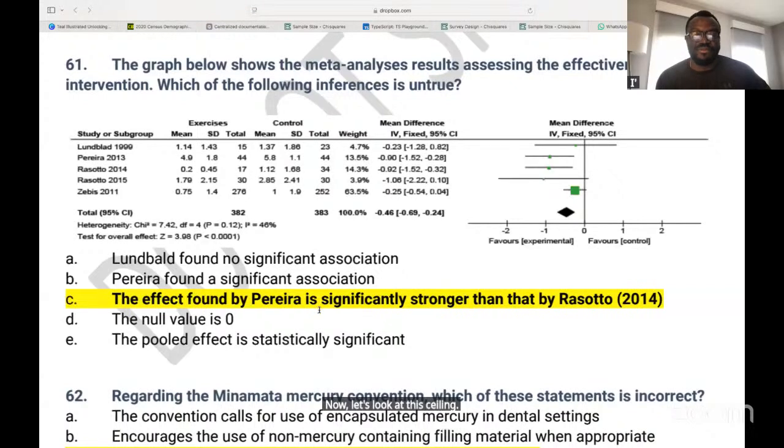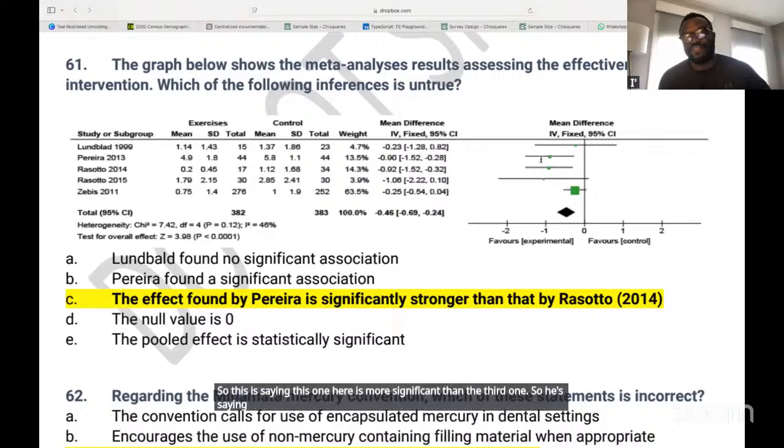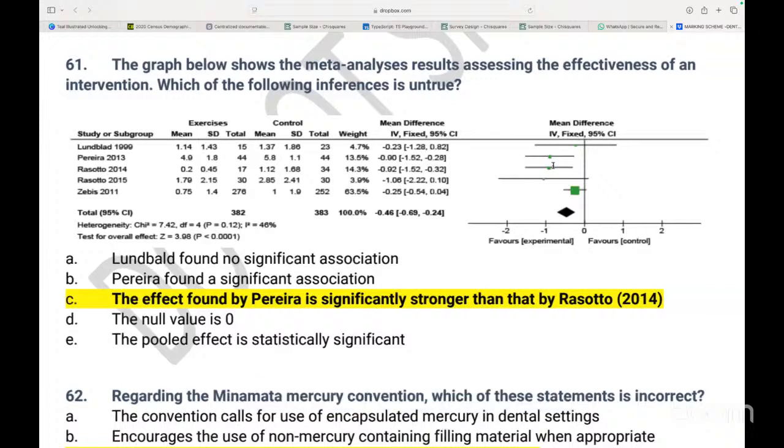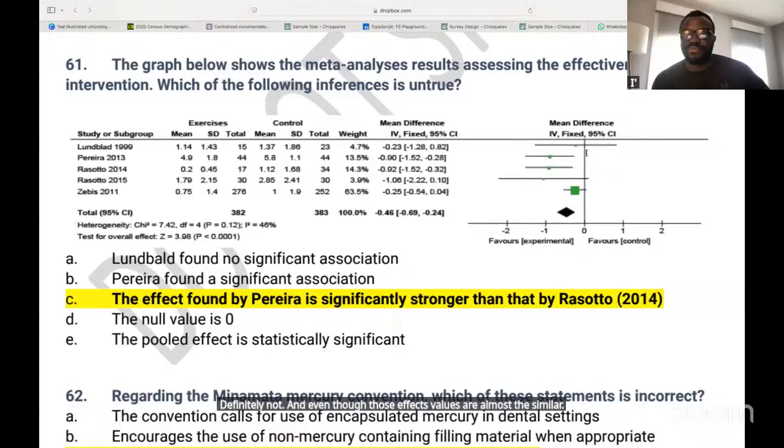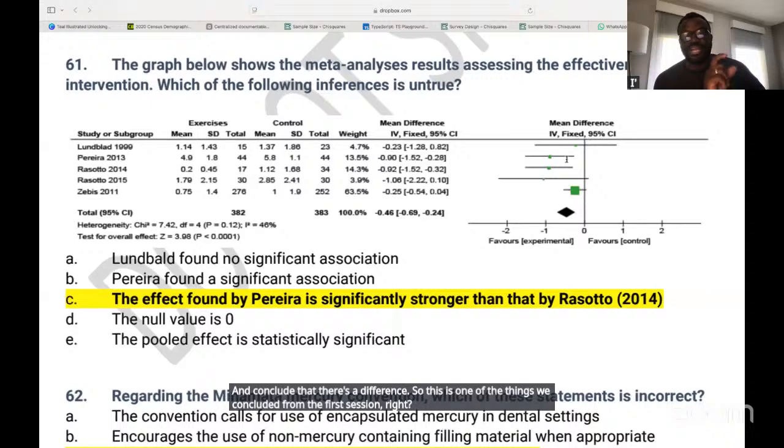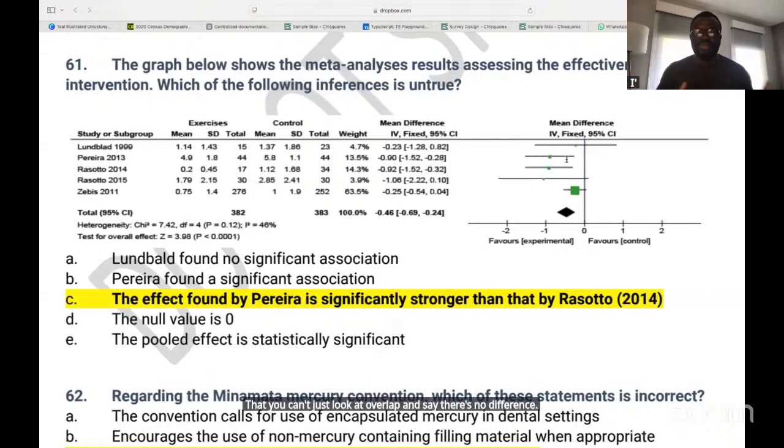The effect found by Pereira is significantly stronger than by Rosato. So this is saying this one here is more significant than the third one. The claim is that the effect from the second study is significantly stronger than the third study. Now the question is, can we make that conclusion by simply looking at these two? Definitely not. And even those effect values are almost similar. Exactly. So the point is that we cannot just look at the overlap and conclude that there's a difference. This is one of the things we concluded from the first session, right? That you can't just look at overlap and say there's no difference. You need to do more tests, right?